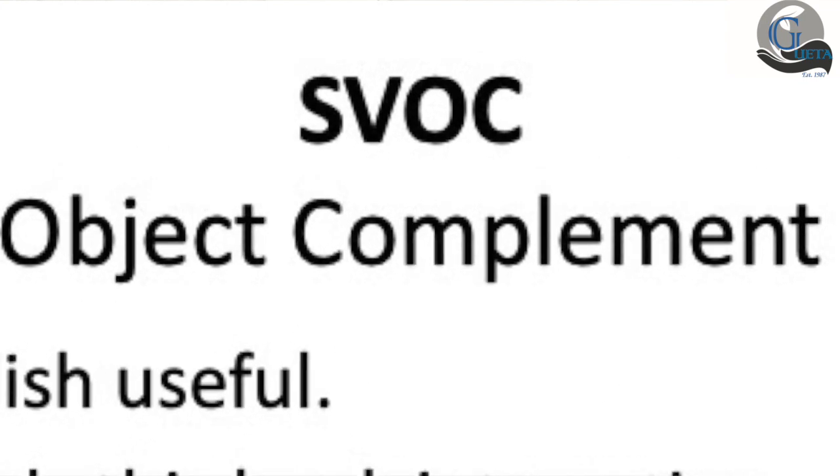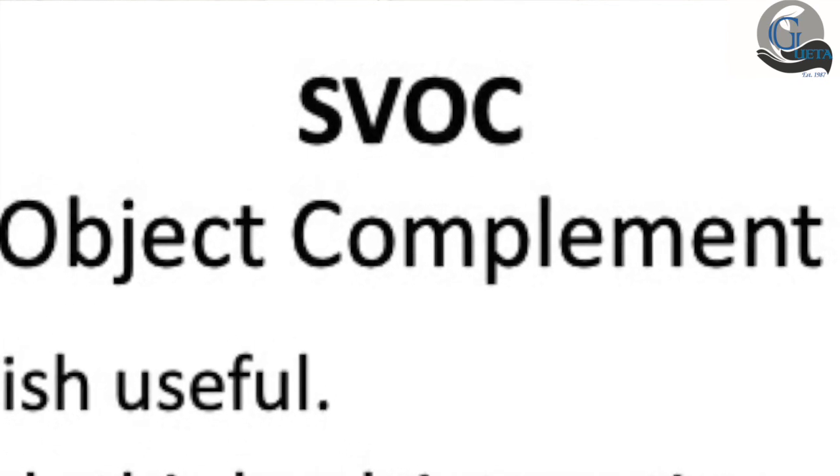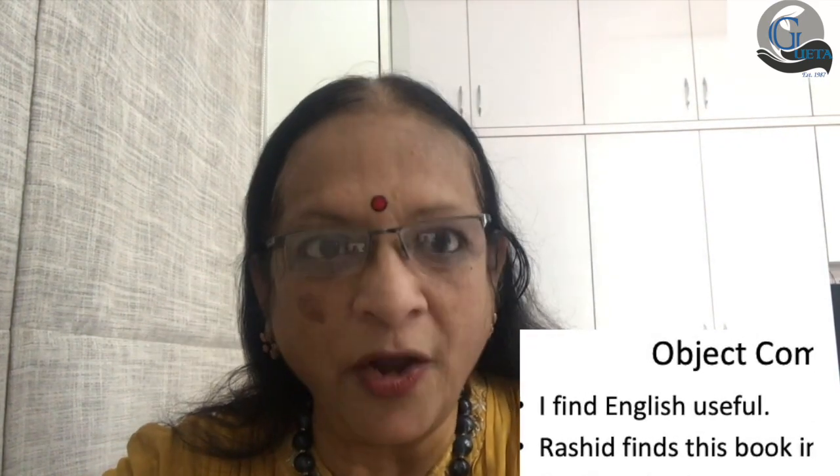SVOC. SVO, you know all these 3, subject, verb, object. But now we have C, which means a complement. And this complement, unlike the first SVC, is a complement of the object. For example, I find English useful. I is the subject, find is the verb, English is the object.